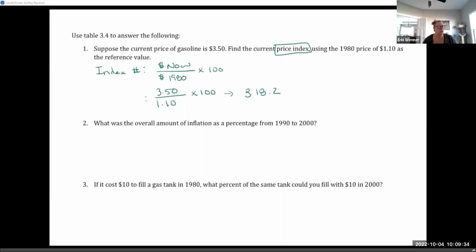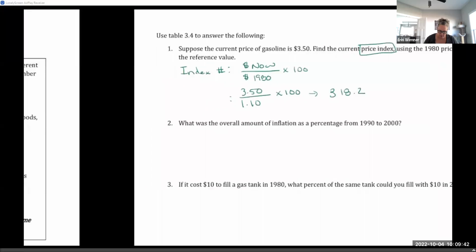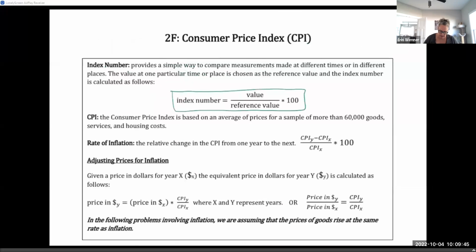So number 2 says, what is the overall amount of inflation as a percentage from 1990 to 2000? So we go back to our table. How do we find our rate of inflation? So the relative change in CPI from one year to the next is found by CPI Y minus CPI X over CPI X. What does that even mean? Well, the Y and the X have to do with the years, okay? So we are comparing 2000 to 1990.